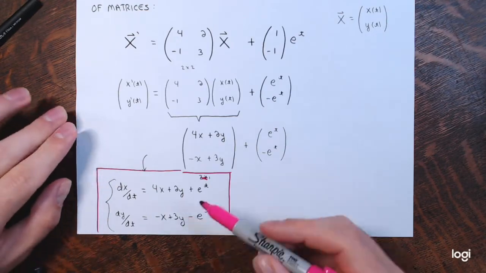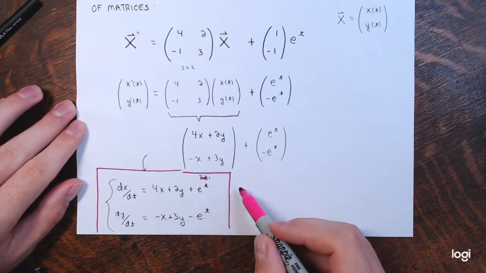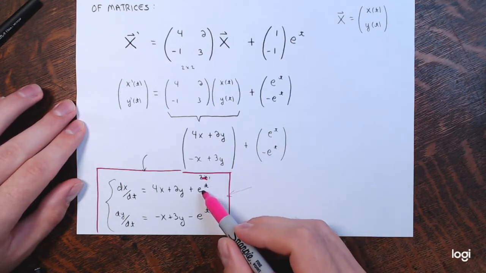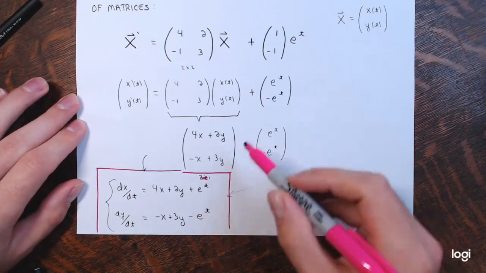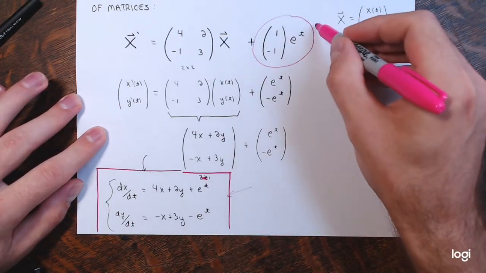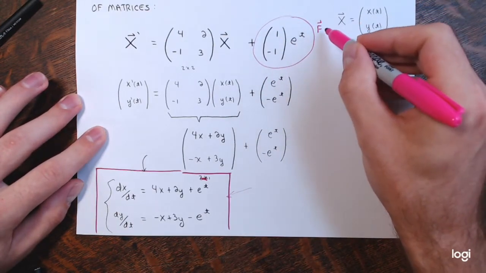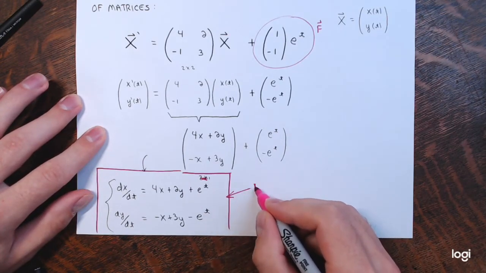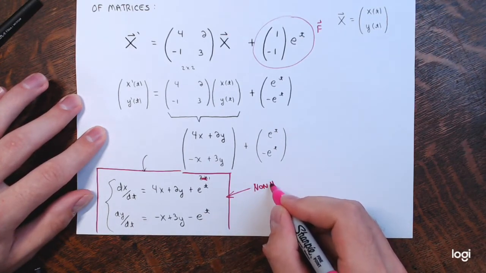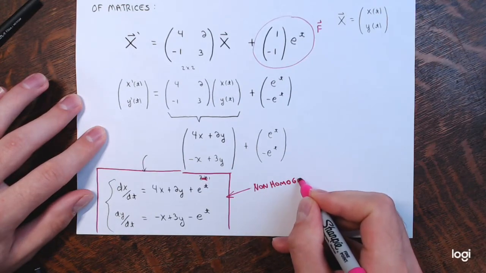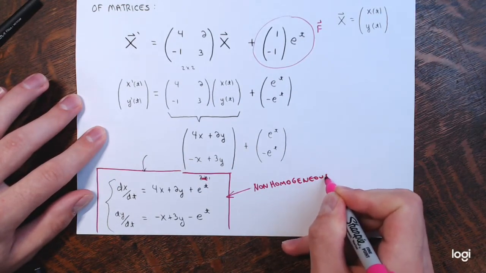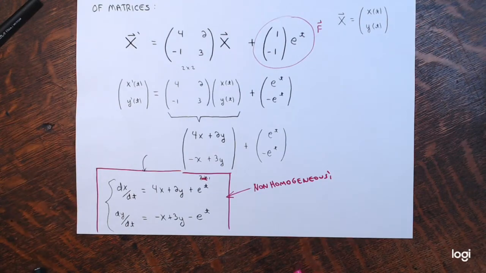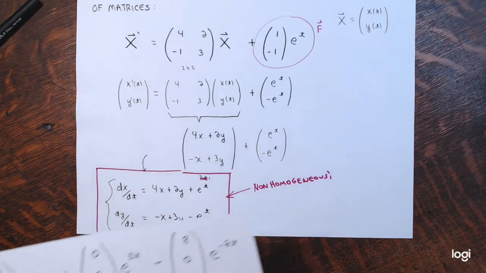And of course, this is an example of a non-homogeneous system, because of this e to the t, minus e to the t. This is the vector f that was mentioned earlier, which is clearly not the zero vector. So another example of a non-homogeneous system. Great. I've got one final example where I'm just going to write it out pretty quickly.